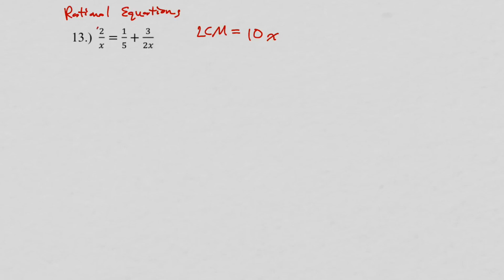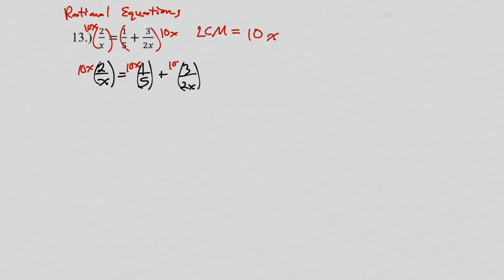All right, so let's go ahead and multiply both sides by 10x. And distribute this. So basically 10x here, 10x here, and 10x here. So again, the purpose of doing this is that it clears out the denominators. Okay, you're going to create this division. So 10x divided by x, that means the x's cancel out. So that gives us 10 times 2 here.